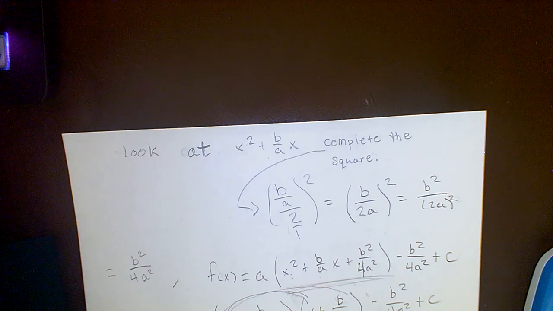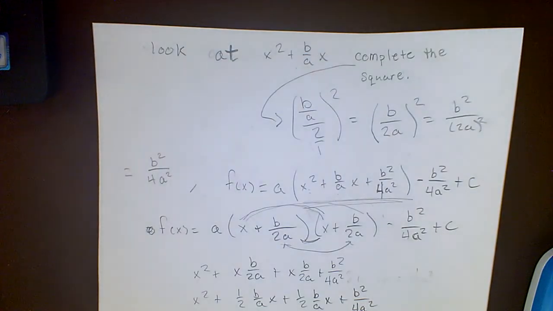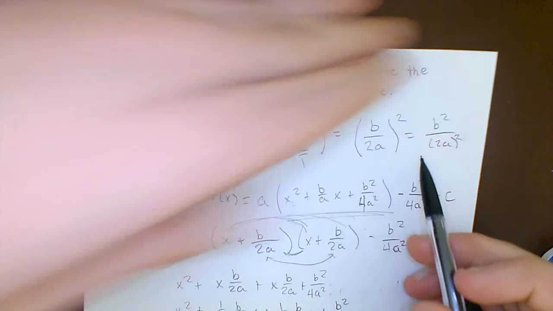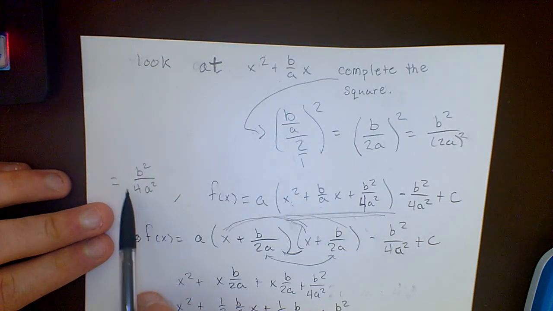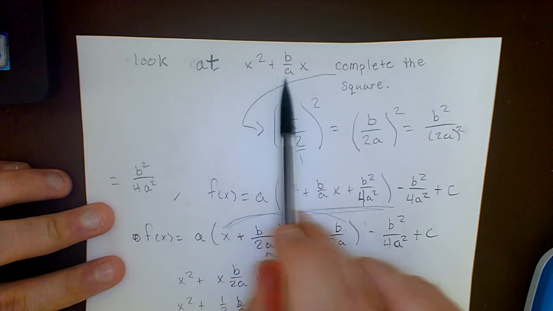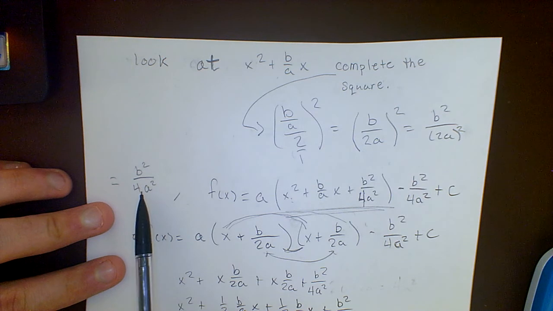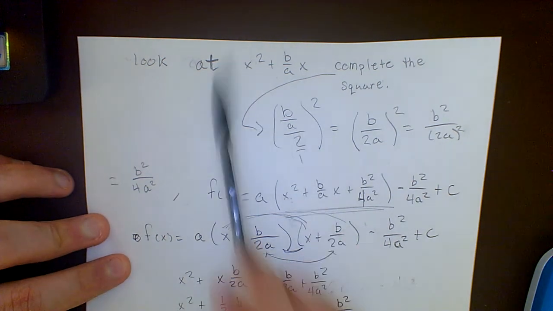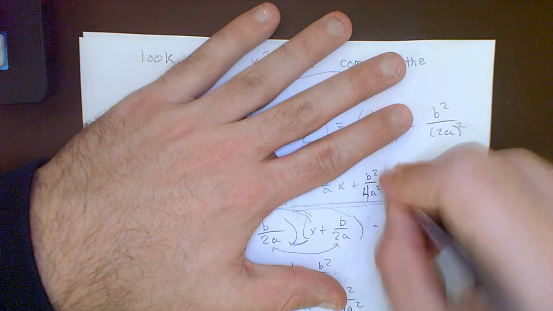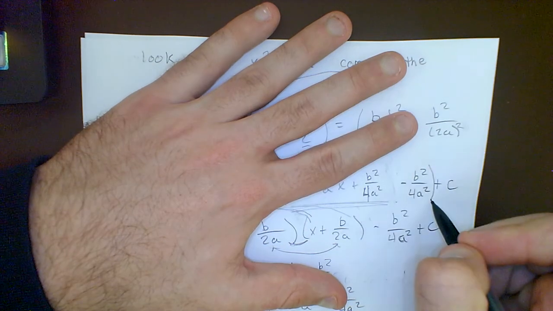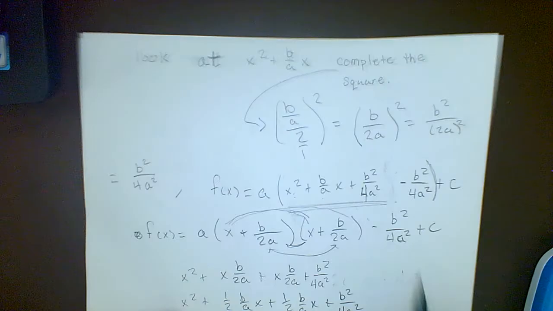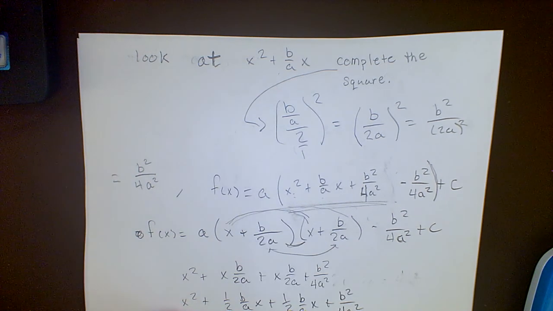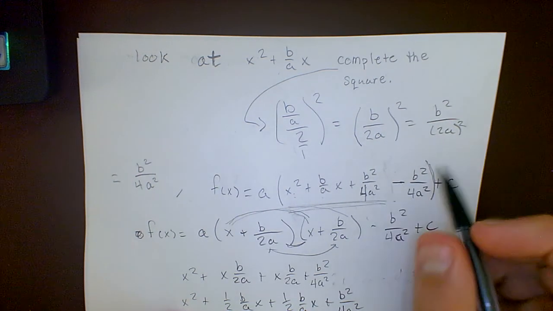Wait a second. Okay, so the error occurred in the step here. We figured out what we need to add and subtract: b squared divided by 4a squared. What we need to add and subtract when completing the square. The problem is we need to add and subtract that from inside here. Okay, so this term here, I'm not actually adding and subtracting.